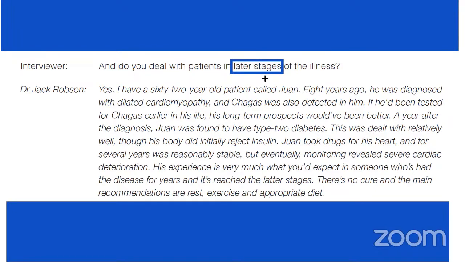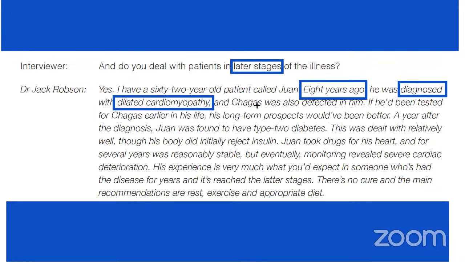And do you deal with patients in later stages of chronic illness? That means worsening condition. Yes, I have a 62-year-old patient called Yuan. 8 years ago, he was diagnosed with dilated cardiomyopathy, and Chagas was also detected in him. If he had been tested for Chagas earlier in life, 8 years ago, he was diagnosed with two things, dilated cardiomyopathy and also Chagas.